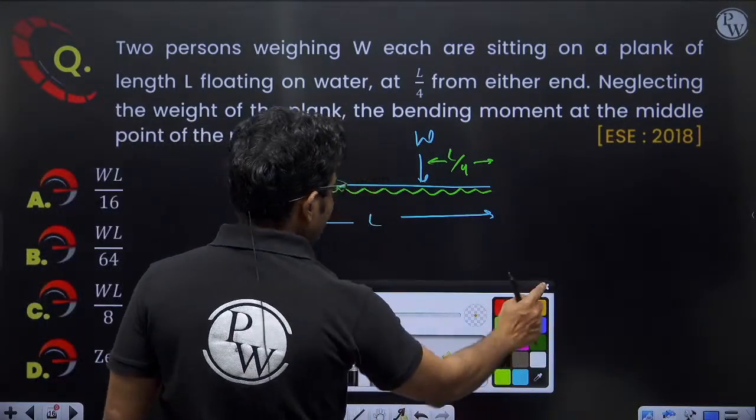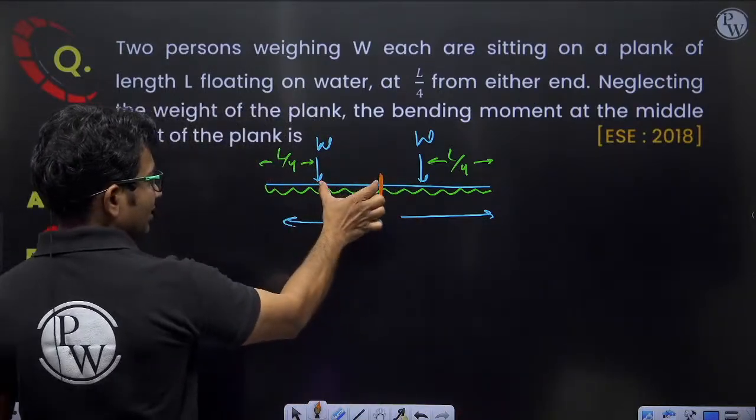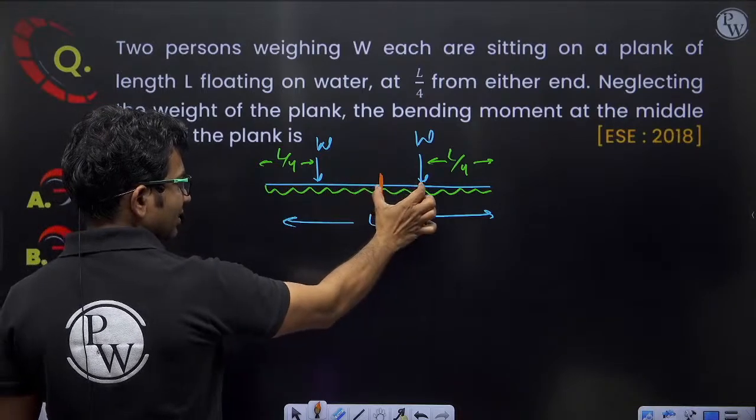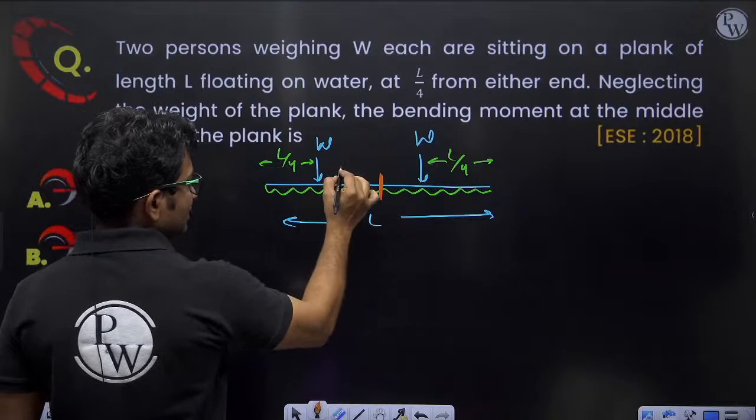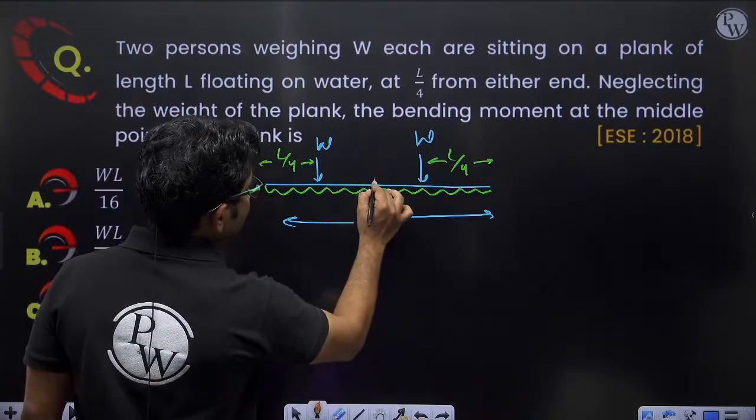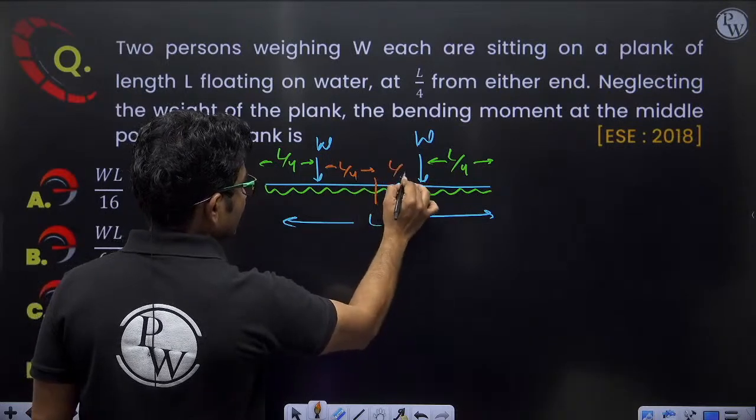so we have to find out the bending moment at the midpoint. So this is L by 4, total L by 2, again L by 4, again L by 2. So total length is L. So that means this distance is also L by 4, this distance is also L by 4.